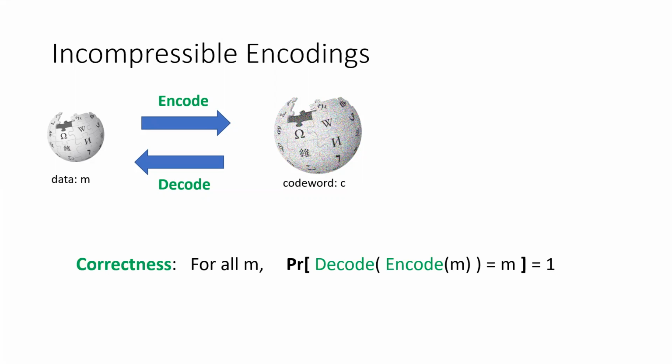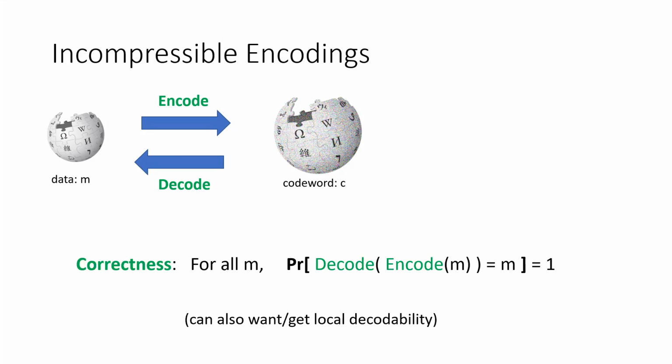And the main functionality property we want from this coding is just correctness. If I encode some data M and decode it, I get back the original data M. This should hold with probability 1 over the randomness of the encoding process.